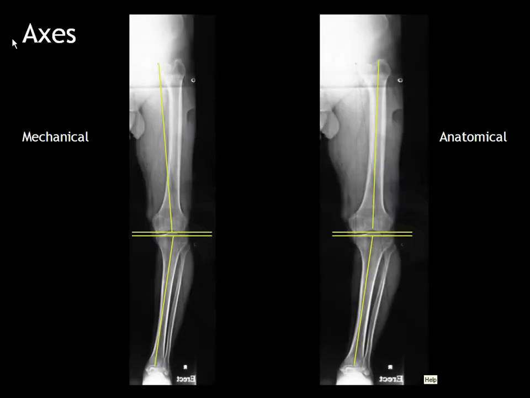So if you measure the axis, we have mechanical or anatomical axis. For the femur, it starts from the center of the head and goes to the center of the knee. And for the tibia, the mechanical and anatomical axes are almost the same. So for practical reasons, we use the same line, which is mid-tibia to mid-ankle. But for the femur, it differs. Mechanical is from the head to the center. Anatomical is along the shaft.